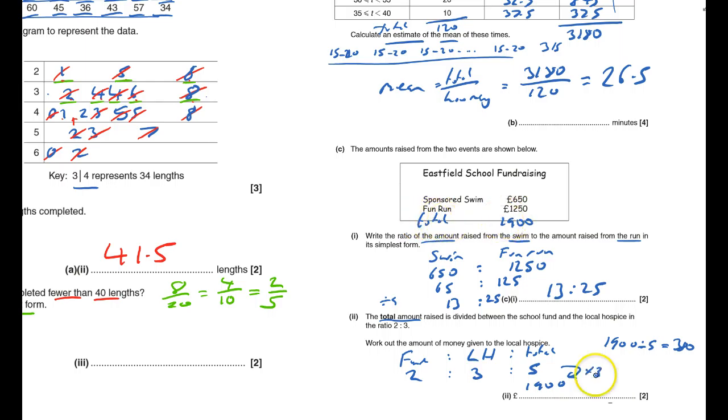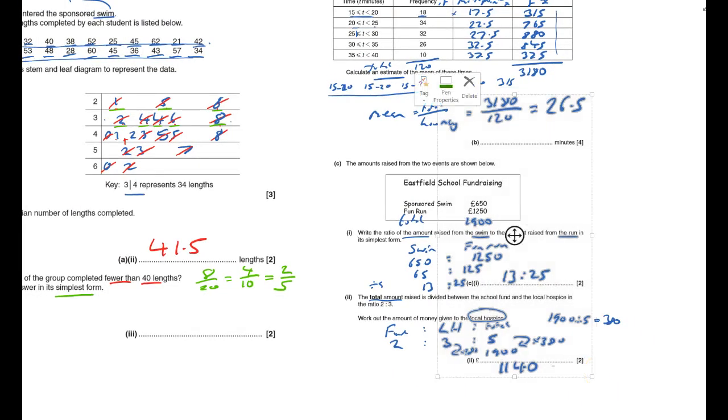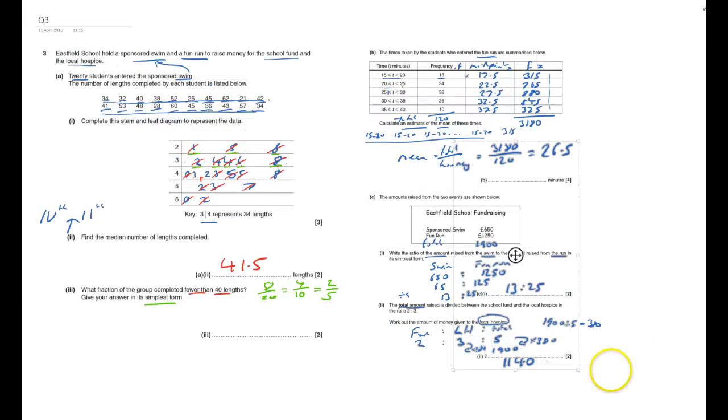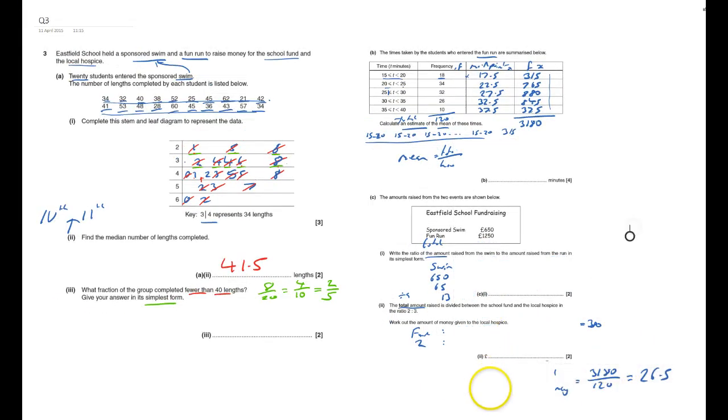So what I'm doing is multiplying by 380. What's the question asked for? The amount given to the local hospice. So that's this one here. I've got to times that by 380. 3 shares, 380 each, and that gives me 1140. And that will be my answer for the last part. Try and get it so I finish with everything showing more or less there, and that's question 3 done.